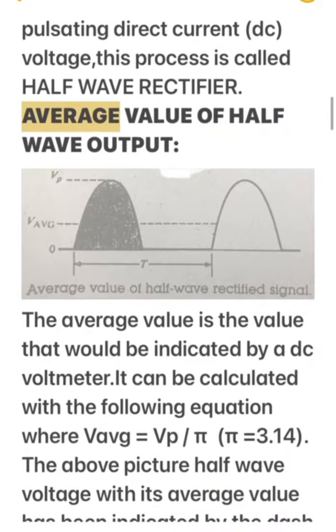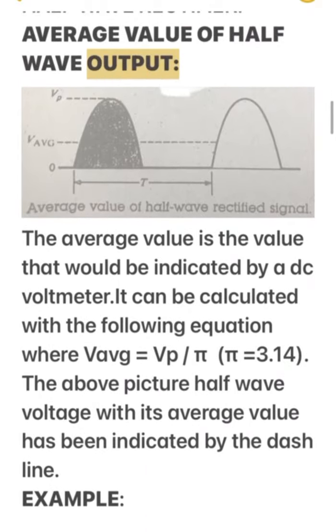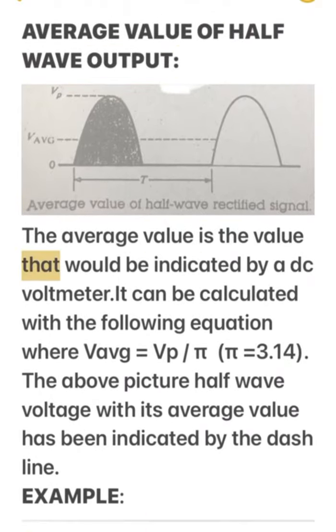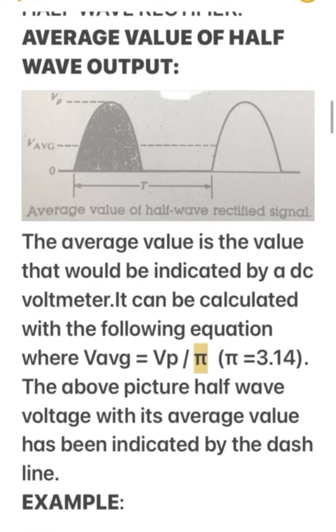Average value of half-wave output. The average value is the value that would be indicated by a DC voltmeter. It can be calculated with the following equation, where VAV equals VP divided by pi, and pi equals 3.14. In the above picture, the half-wave voltage with its average value has been indicated by the dashed line.